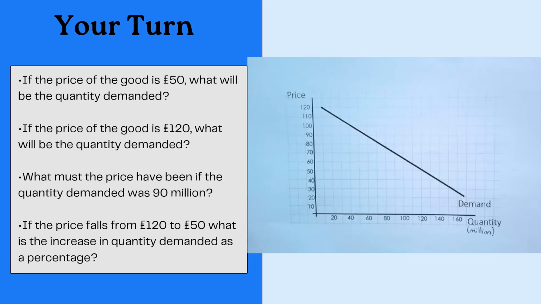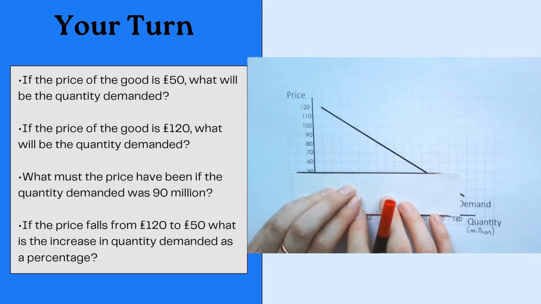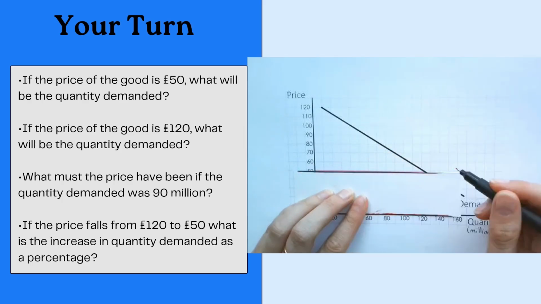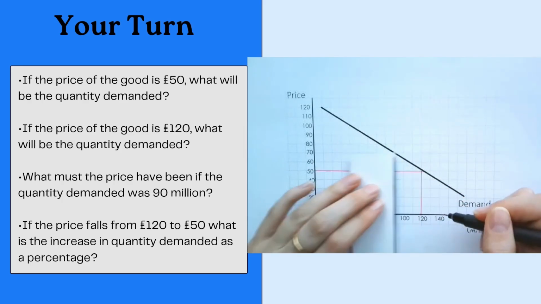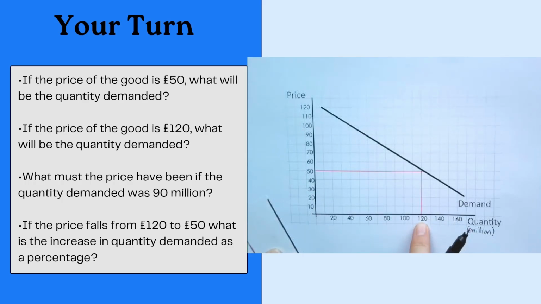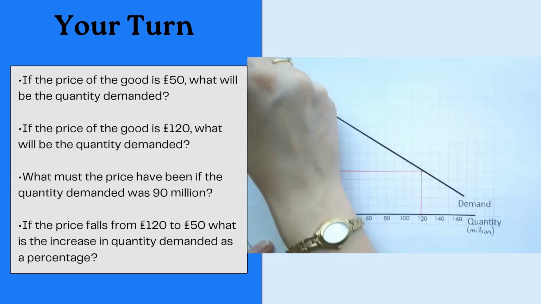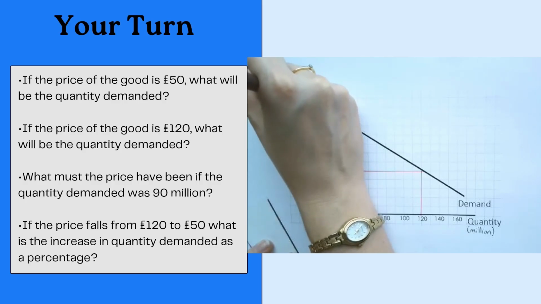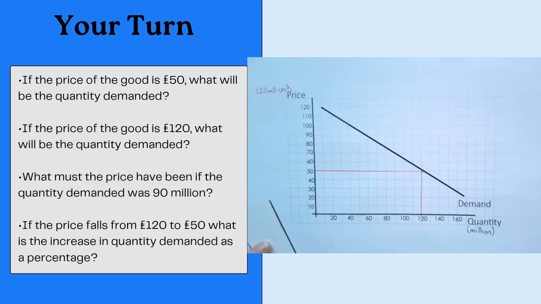Okay, let's whiz through the answers. If the price of a good is £50, what will be the quantity demanded? So I go to £50 on my y-axis, I read across until I hit the demand curve, I read down, and I can see that the answer is 120. One of the tricks that they will try and catch you out with is that the quantity is in millions. So our answer is 120 million units.